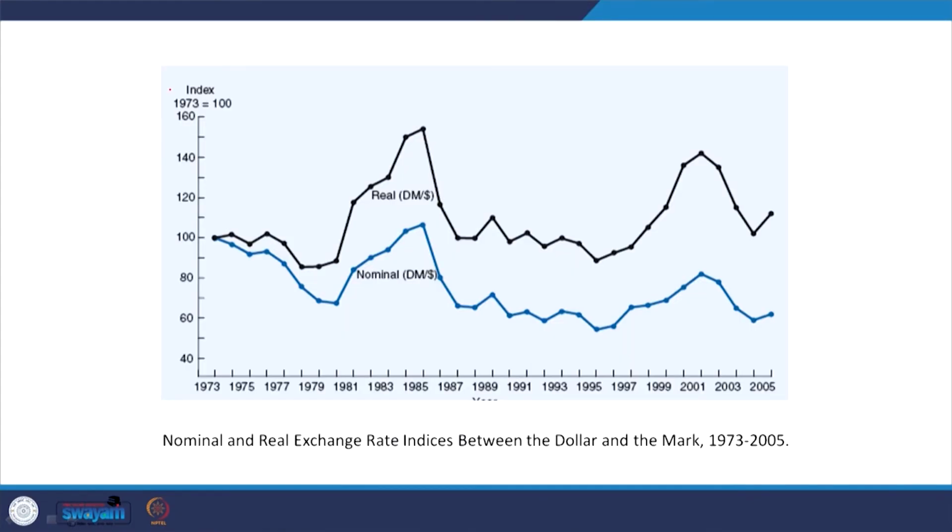Now, coming to the relationship between nominal and real exchange rate indices between the dollar and the deutsche mark from that period, Professor Salvatore has already estimated and given this relationship. Usually, in these two relationships, the real exchange rate stands higher because of the inflationary factor. That means, in terms of the real exchange rate, the value of that currency actually is lesser. In nominal terms, it is lesser than that of the real exchange rate.